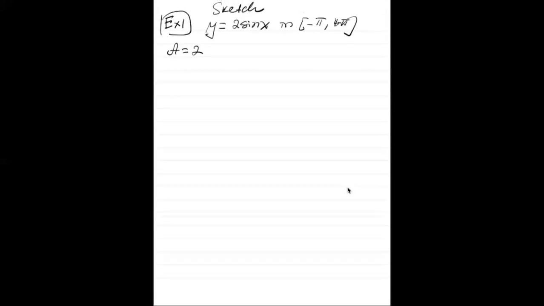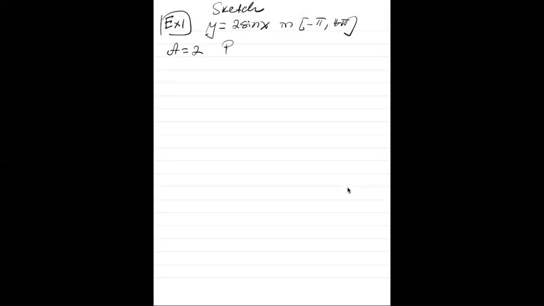And there is only one transformation here. Y equals 2 sine of x in the interval from negative pi to 4 pi. We want to sketch this. So we're going to start with A. The amplitude is 2, and that's the only difference between this graph and the parent function. Nothing else, no phase shift, no vertical shift, the period is the same.